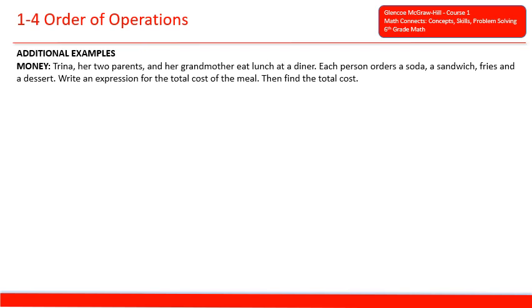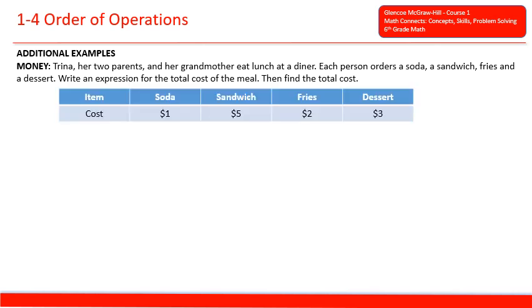Additional examples, number 5. Trina, her 2 parents, and her grandmother eat lunch at Dinah's. Each person orders a soda, a sandwich, fries, and dessert. Write an expression for the total cost of the meal, then add the cost. So Trina is 1, her 2 parents, so that's 3, and her grandmother, that's 4.